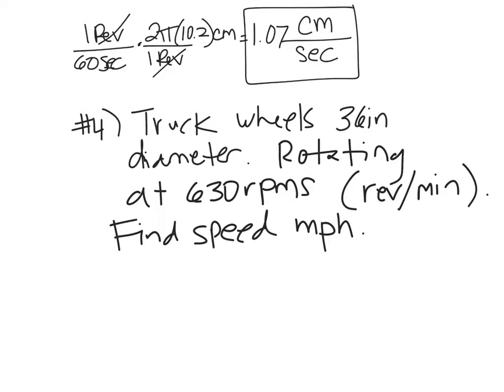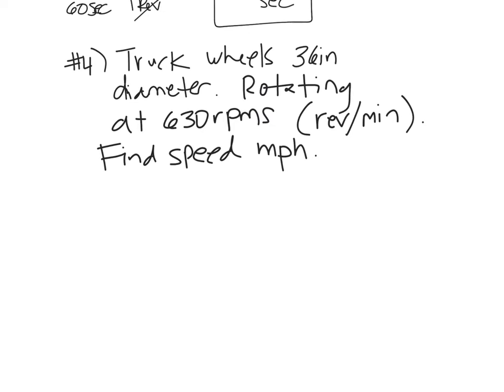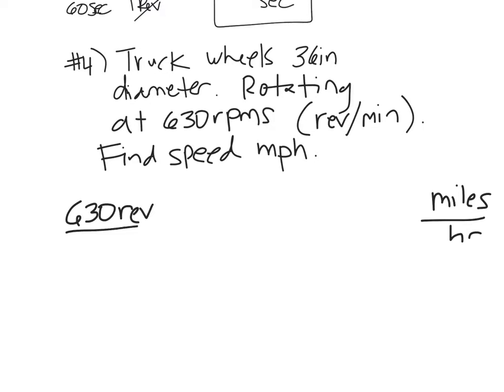This is tough. Okay. Once again, super nice. They told me what I need at the end. I need miles per hour. All right, I'm going to start with the rate that they gave me. They gave me a rate of 630 revolutions per minute. So I'm going to start with that. 630 revolutions per 1 minute.